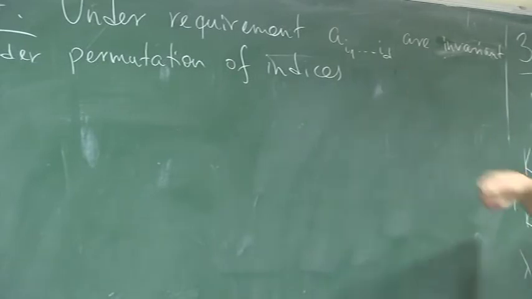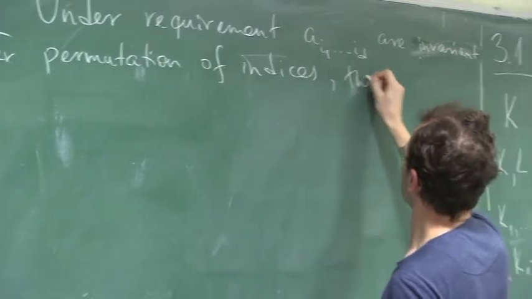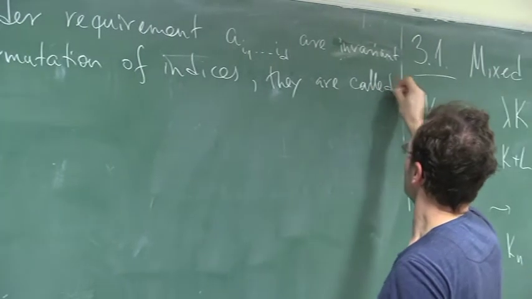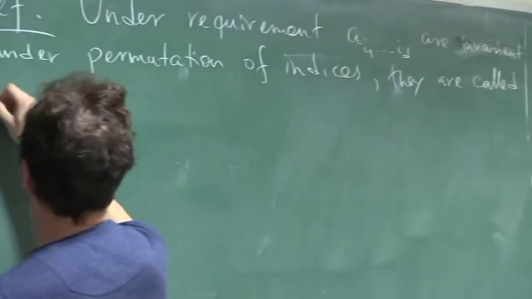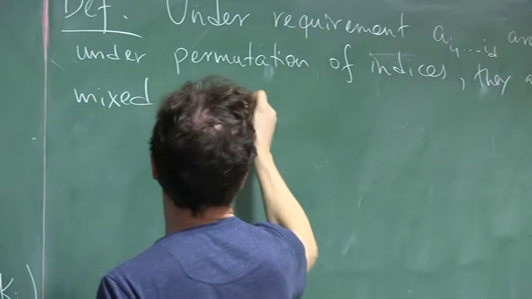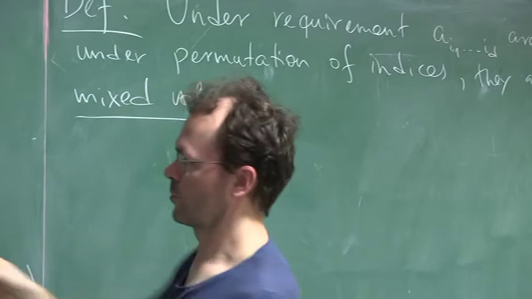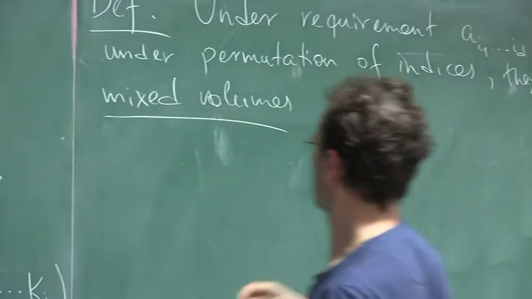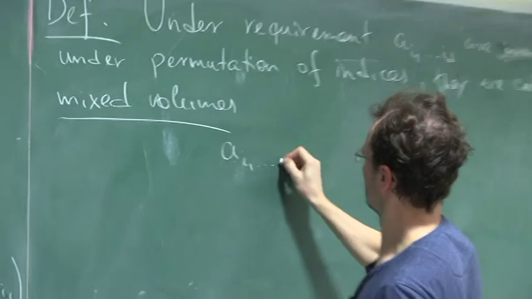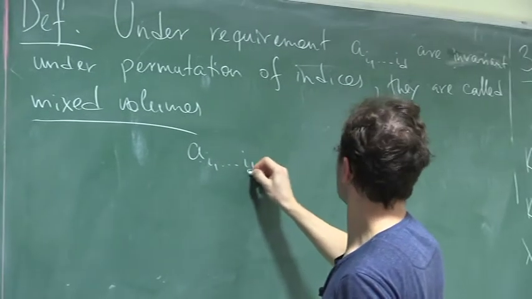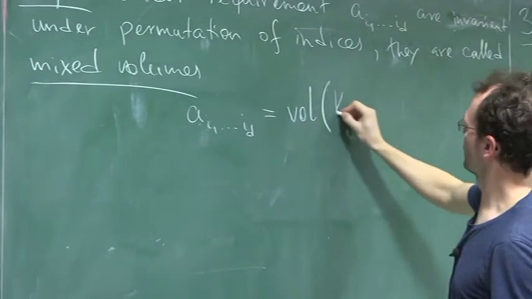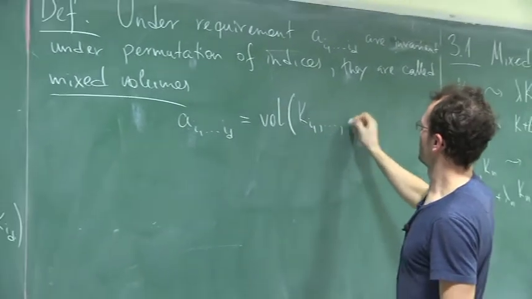They are called the mixed volumes of our bodies K1 through Kn, and the notation is that the coefficient for indices i1 through id is the volume of K_{i1}, ..., K_{id}.